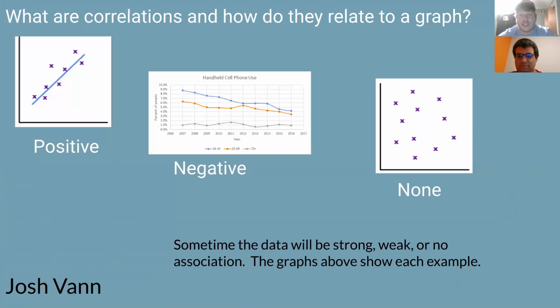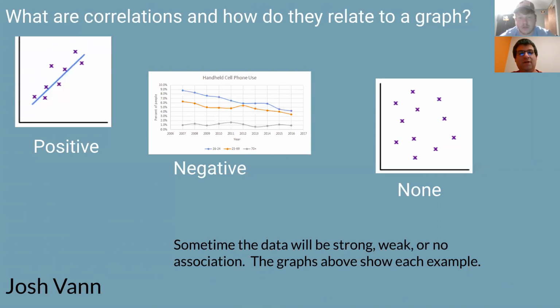What are correlations and how do they relate to graphs? The difference between a positive correlation and a negative correlation is that with a positive correlation, your line will move up, or your information will move up from left to right, whereas with a negative one, you start out higher and your data drops off.